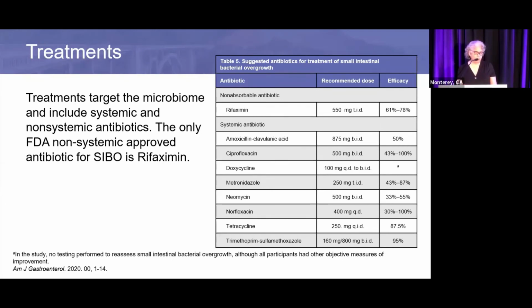So treatments, of course, target the microbiome and include systemic and non-systemic antibiotics. The only FDA-approved non-systemic antibiotic for SIBO is rifaximin. We still have issues getting it approved from the insurance. So there are other systemic choices that we can also use.